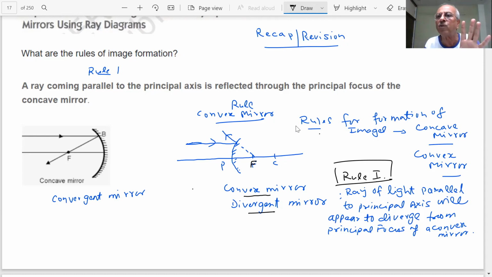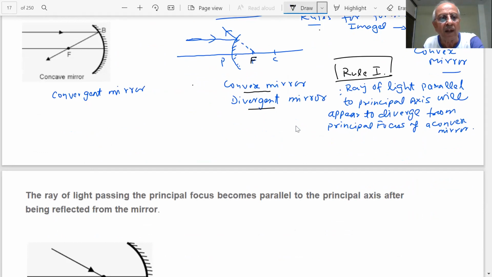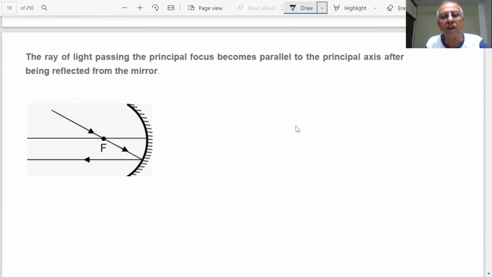But we want to see what type of image will be formed, what is the nature of the image, what is the size of the image, and what is the distance of the image from the object. These are the things we told you in the case of the concave mirror. Now let us see, students, this was Rule 2 for the concave mirror.